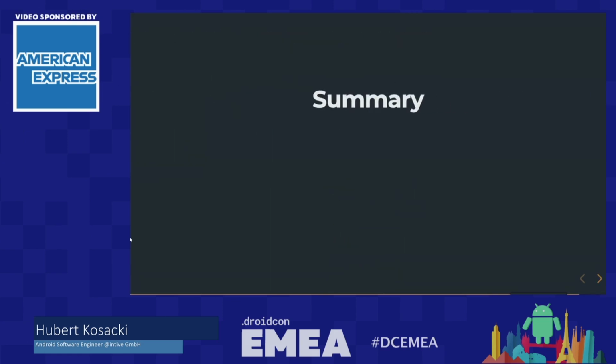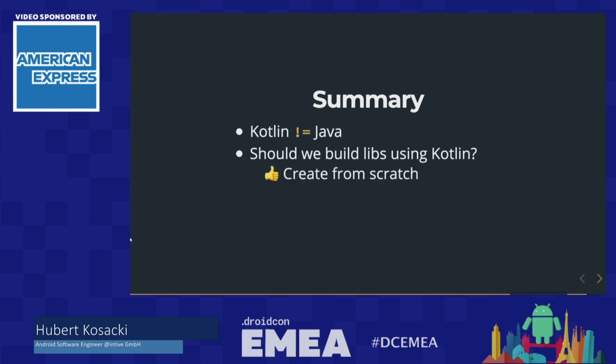So this all leads us to a short summary. The first outcome is that Kotlin is different from Java, and there is no question about it. This is rather obvious. The second question is whether we should build libraries using Kotlin. I think we should consider two things. If we are creating a library from scratch, I would say this is a very convenient option, and that brings actually no risk when converting from Java.